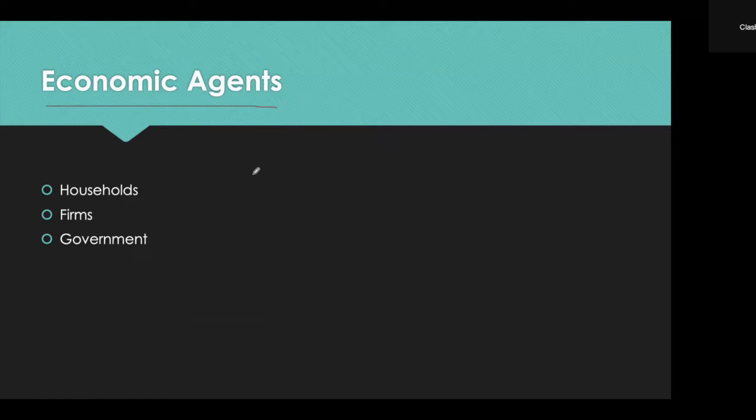And economic agents. So this is also very simple. You don't need to memorize this. Just need to know there are three kinds of agents. What are agents? Agents are the people that act in our economy. So there are three groups of people that act in our economy. The first is households. So households are individuals, right? Individual people. Then there are firms. Firms are companies. And then there's the government.